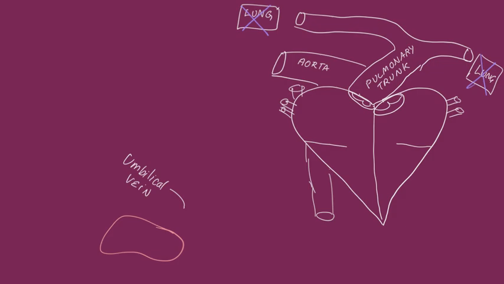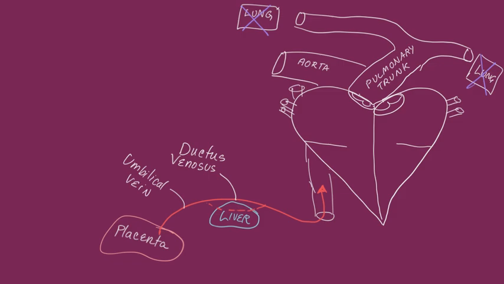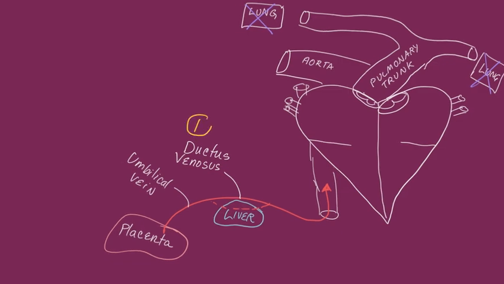The umbilical vein makes a detour around the liver. Normally, blood will flow through the liver, so the majority of the blood makes a detour around the liver, and this modification of the umbilical vein is called the ductus venosus. That is the first modification of the fetal circulation.